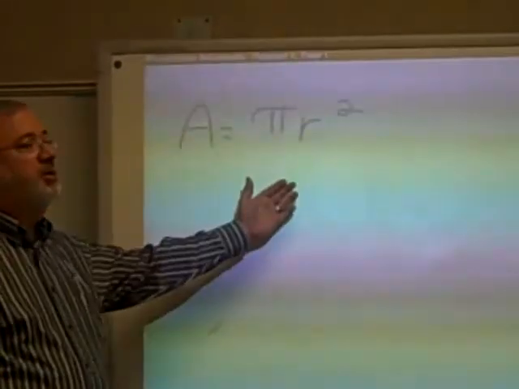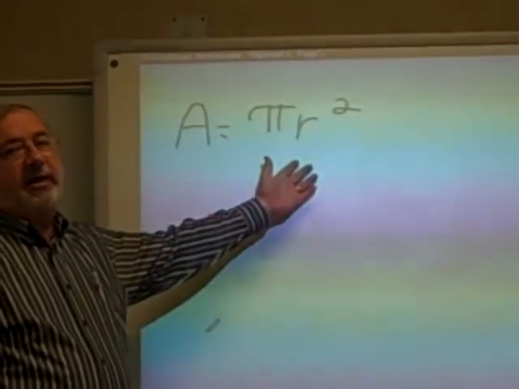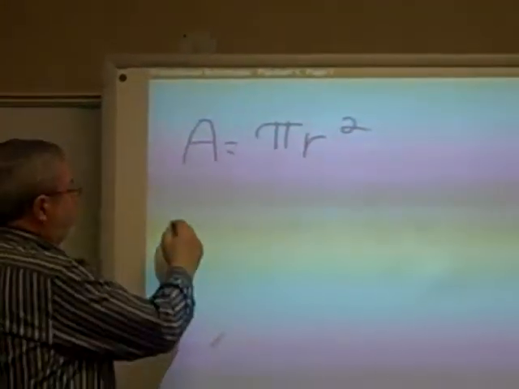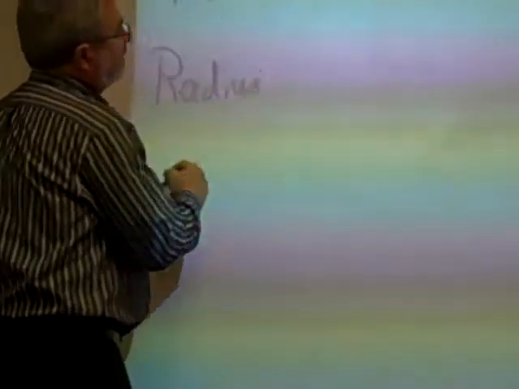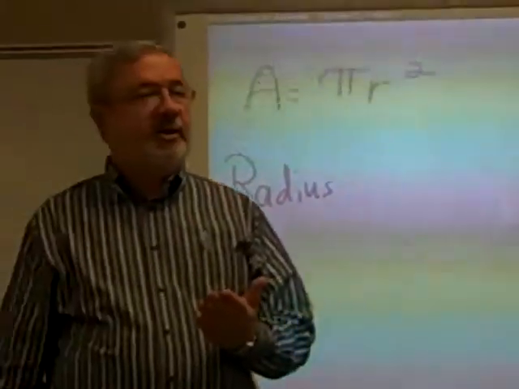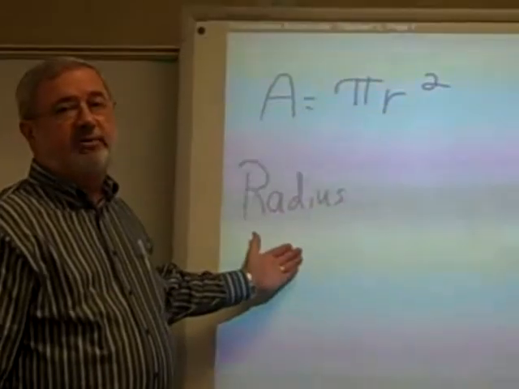Now, a couple of things we need to look at up here. Hopefully by now we know that r stands for radius. The r will stand for radius, so that means that's the number we're going to have squared.